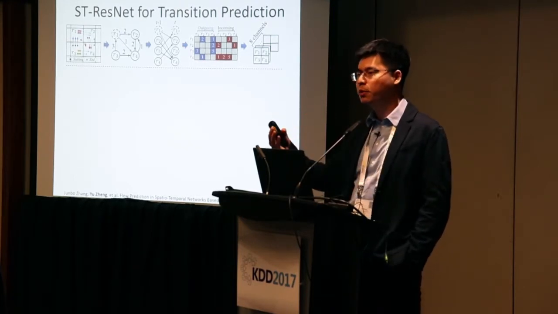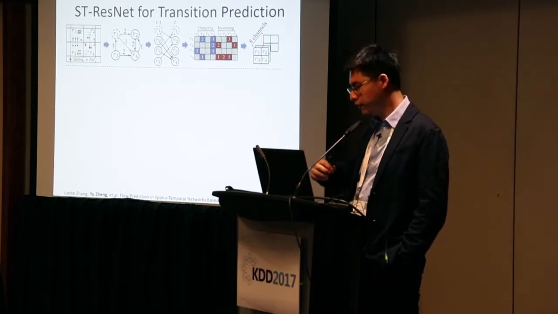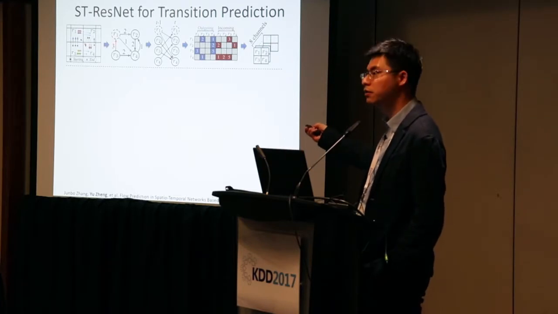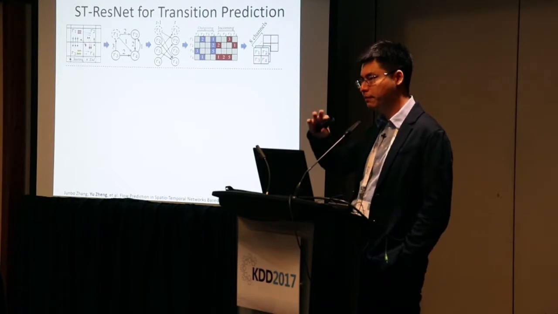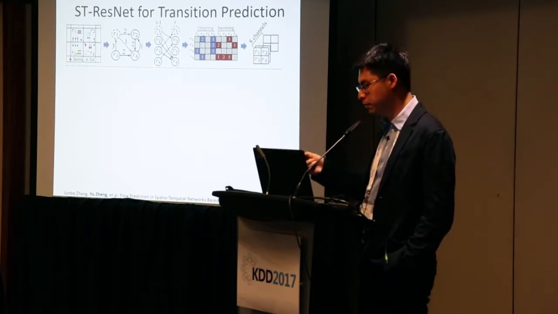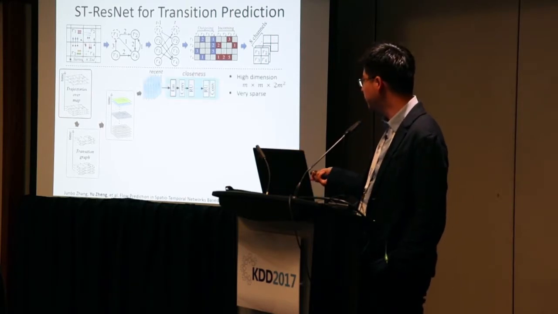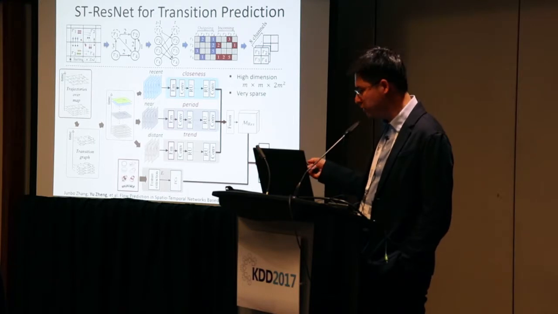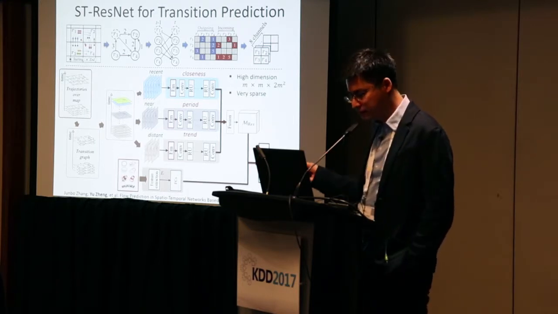But in the inflow-outflow prediction, we only have 2 channels, in and out, for each region. But now we have 8 channels to predict because there are 4 regions, so 4 by 2. I mean 8 in-out values to predict. Now we can apply the same model we just designed to model the temporal closeness, the period information, the trend information. But before that, you have to do an encoding layer.